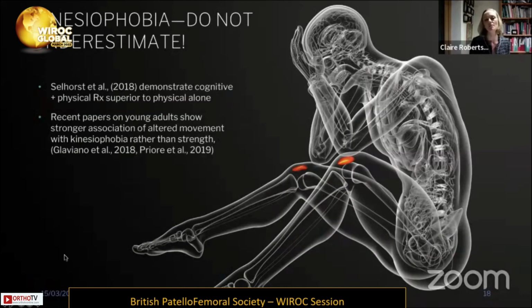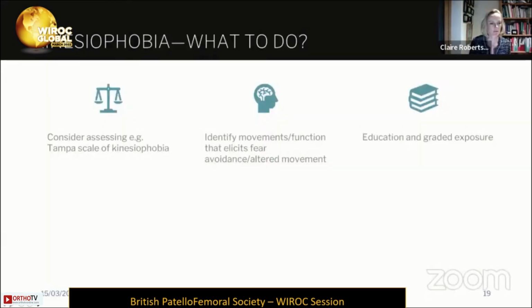And then finally, there's an emerging area now around kinesiophobia. So don't underestimate this fear of movement. There's work coming through to show that the way people move and jump is actually, particularly in the young patient, more affected by kinesiophobia than by their strength when we test them. So what do we do? We can measure this with the Tampa Scale of Kinesiophobia, and identify the movements that they're most fearful of, so that we can do graded exposure and exercise around those.